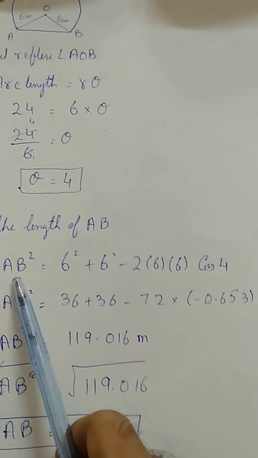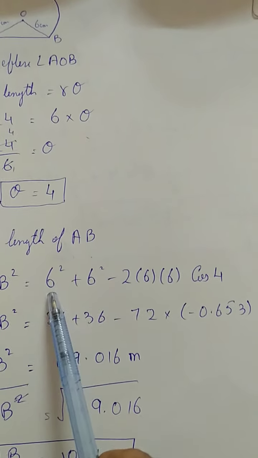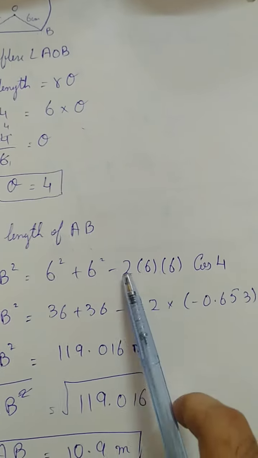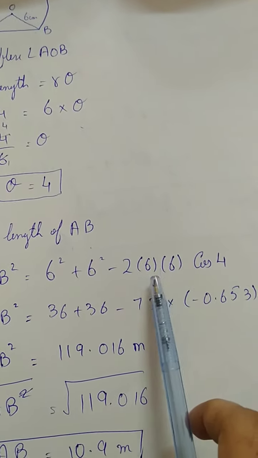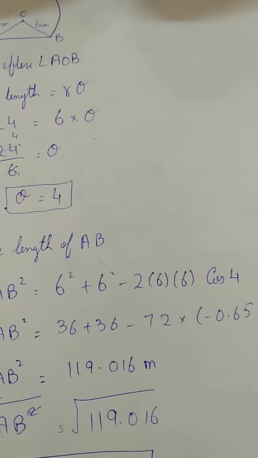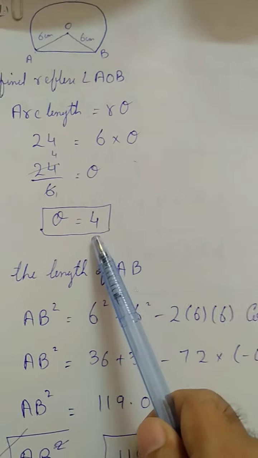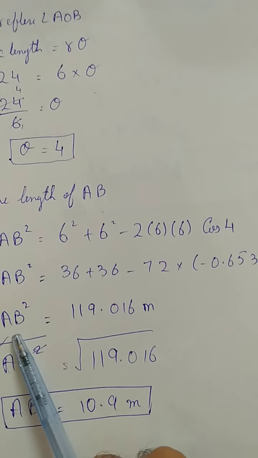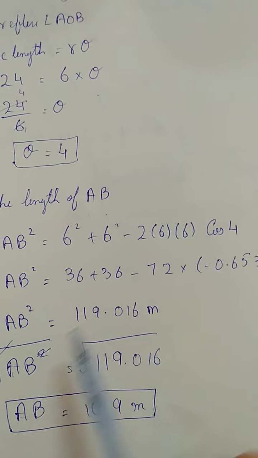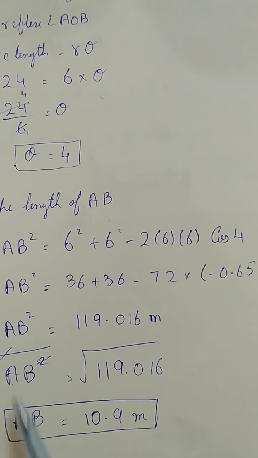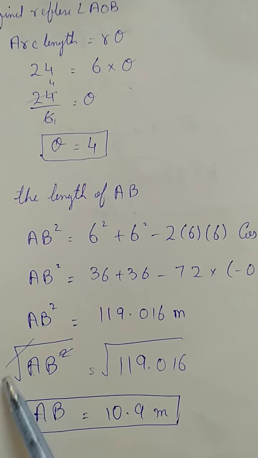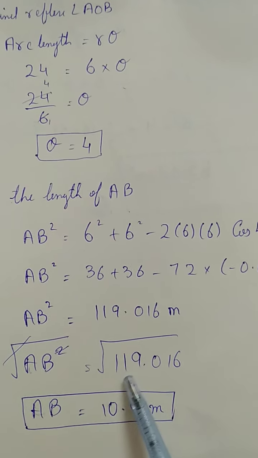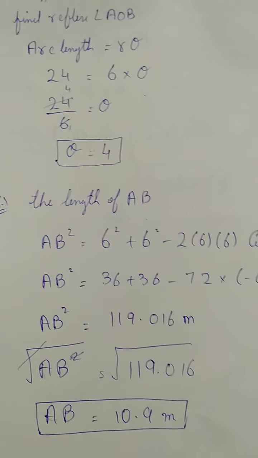So we will use this formula. AB is our unknown side. AB square equals 6 square plus 6 square, which are the known sides, 6 and 6, minus 2, again the sides multiplied together, 6 and 6, and then cos 4. Cos 4 is cos theta, and theta is 4 here, so we put cos 4. Just put these values and solve. Here AB square has this answer after solving, but we only want the answer of AB. So to get rid of this square, we take the square root on both sides. We take the square root of 119.016 and we get 10.9 meters.